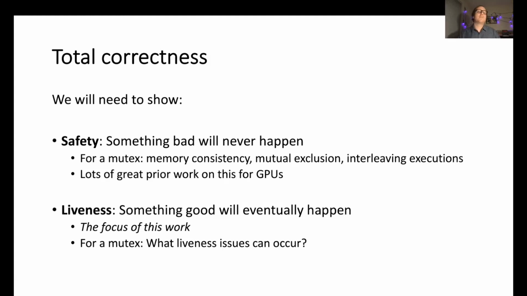And there's lots of great prior work on reasoning about safety properties for idioms like mutexes on GPUs. But in this work, we're going to look at liveness properties. And a liveness property states that something good will eventually happen. And there hasn't been much work on this related to GPUs. And so we're going to explore for a mutex what sort of liveness issues might occur.